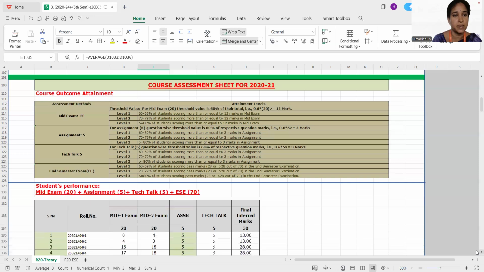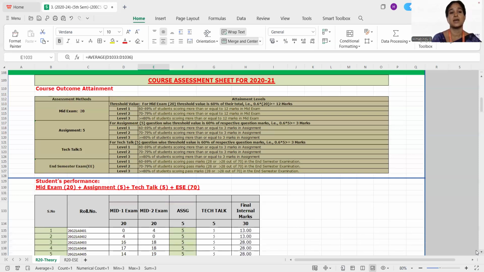Next, course outcome attainment. Each CO evaluation is based on a set threshold value, that is 60% for the internal examination and pass mark for the end semester examination. If the percentage of students scoring above the threshold is greater than or equal to 80%, the attainment level is 3. If that range is between 70 to 79, the attainment level is 2. If the range is between 60 to 69, the attainment level is 1.